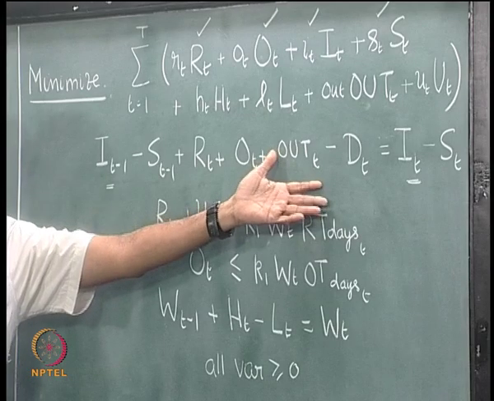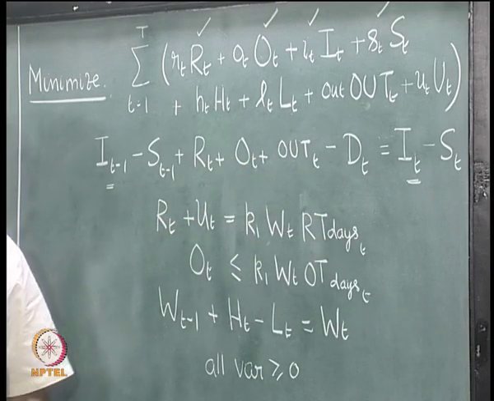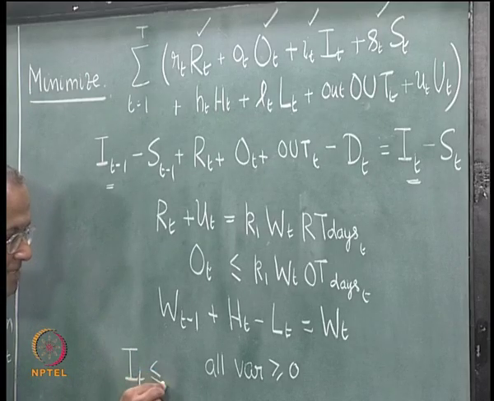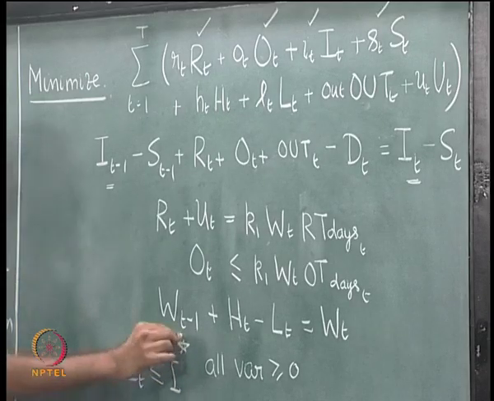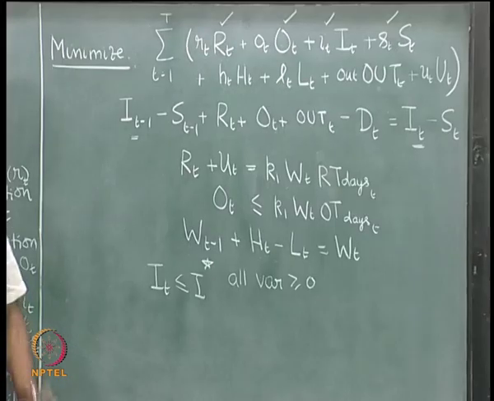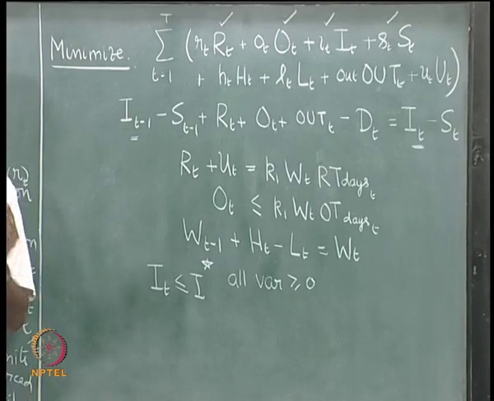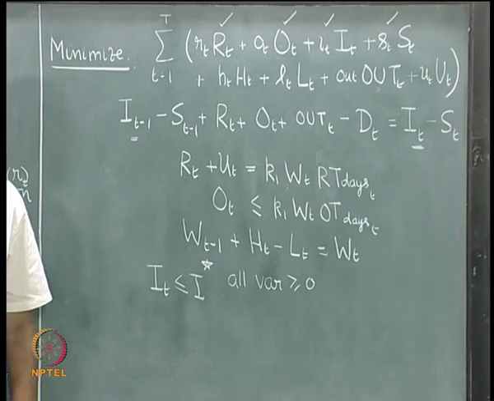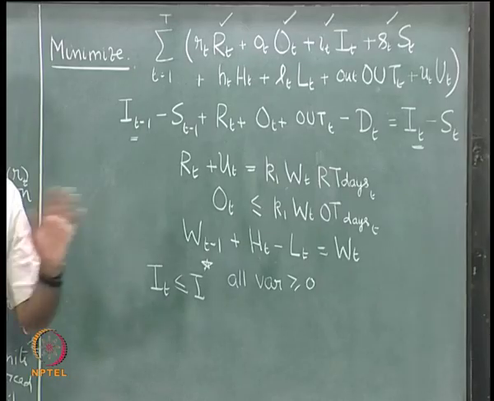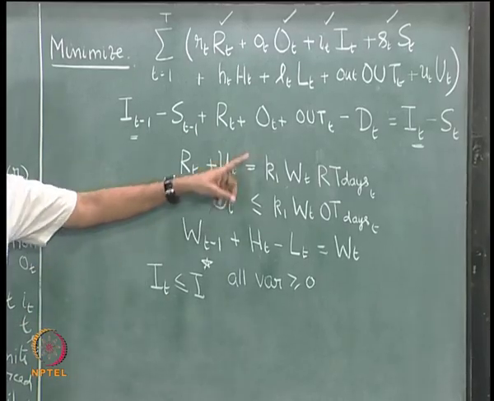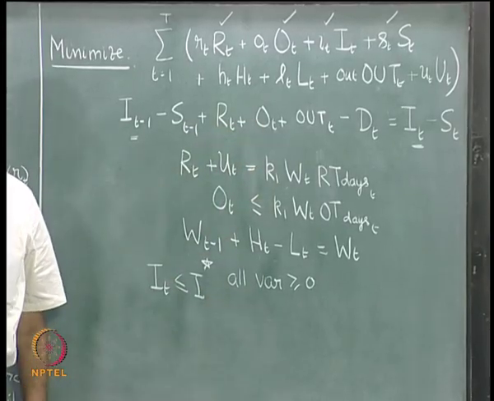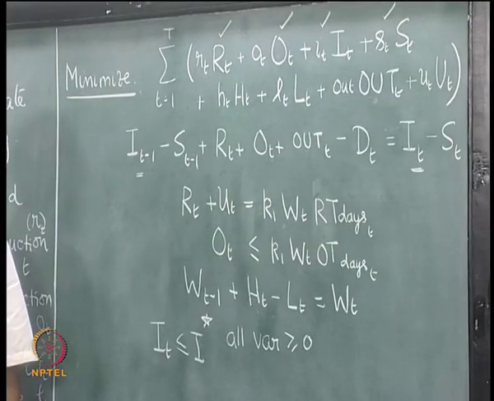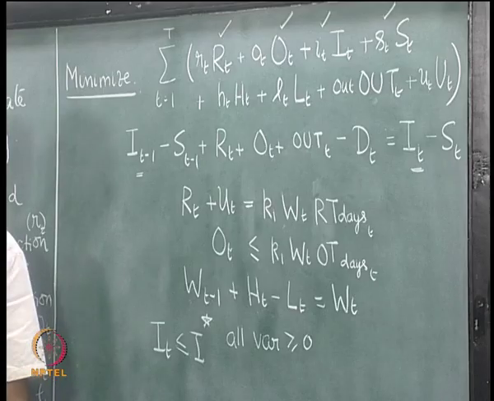which sometimes organizations would like to avoid by putting a restriction that IT should be less than or equal to some I star. I do not want to hold more than a certain amount of inventory. So, that is another way of handling it. Sometimes shortages should not be there. So, you will leave out the ST variable completely and say that I will meet every month's demand, and there will be no shortage.